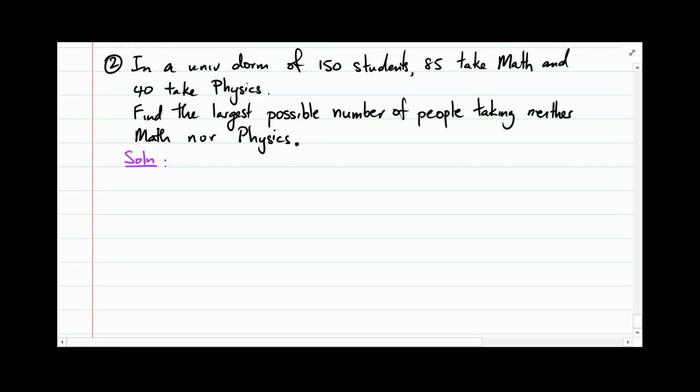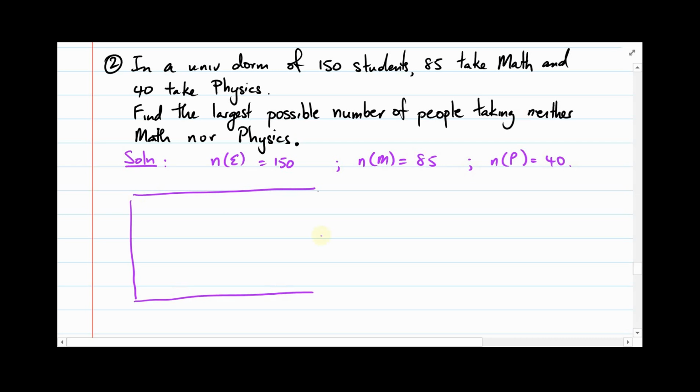We started out with the same scenario. In our dorm rooms, our universal set, there are 150 students. The number taking math, which we call set M, is 85, and the number taking physics is 40. But that's all the information that we have. Let's look at a Venn diagram and see what we have here. So here's our set of everything. Here's our set M, set P.